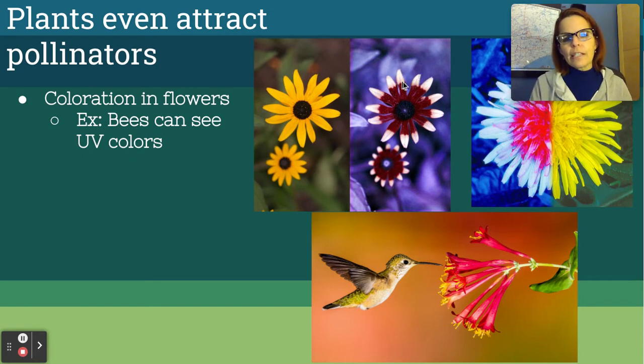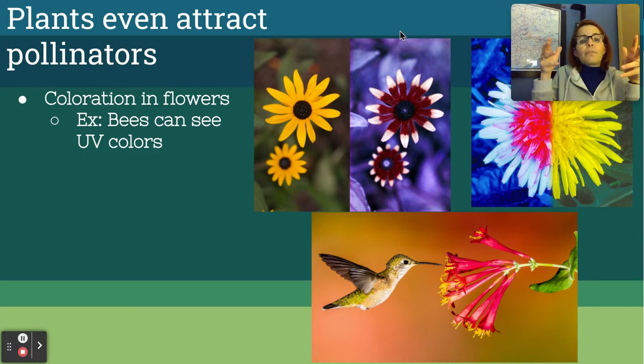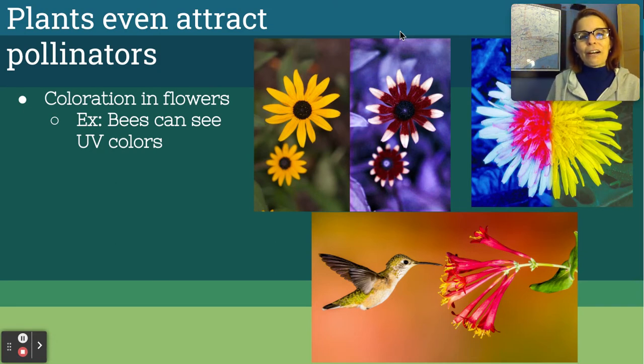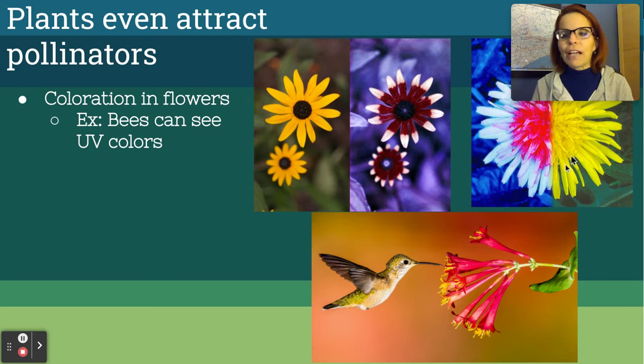And they refer to this pattern, this circle here, as a target that shows the bee exactly where they need to go in order to find nectar or pollen or what have you. Same thing on this yellow flower. The dandelion on the right is the way we would see it. This is how the bee sees the dandelion. It's got that perfect little target for them.